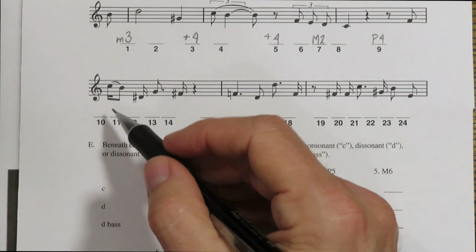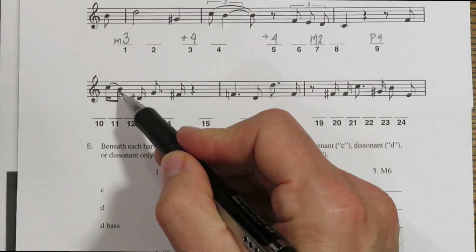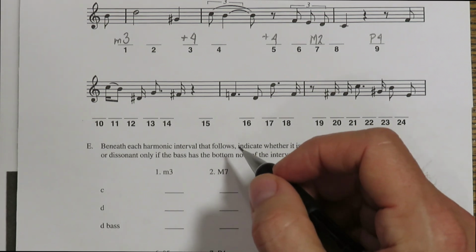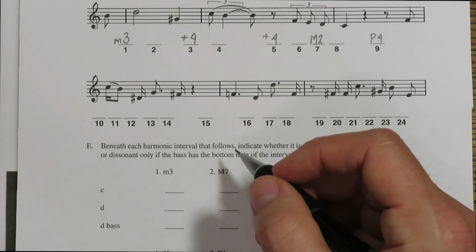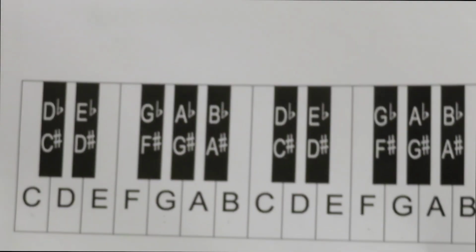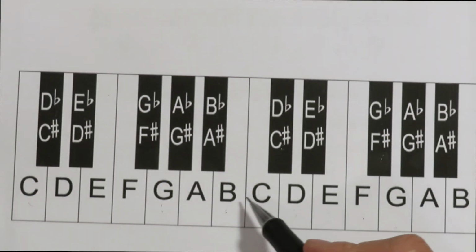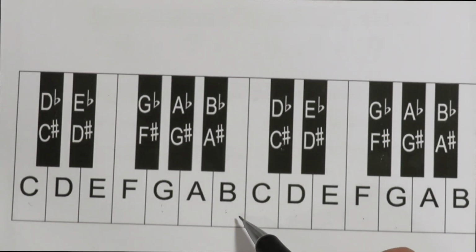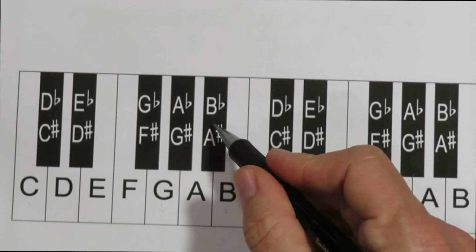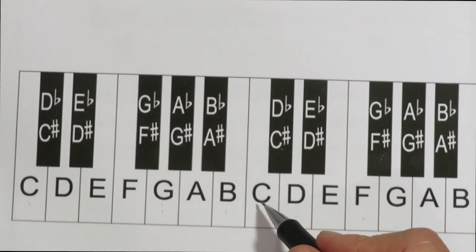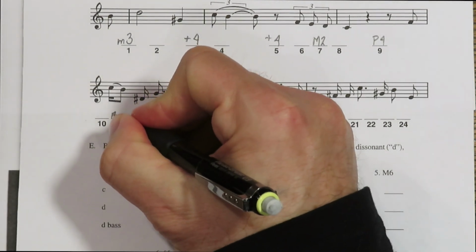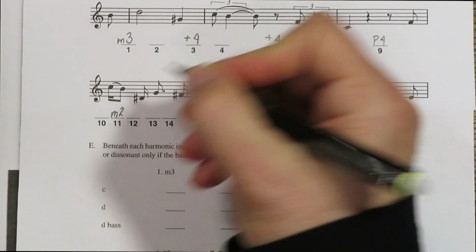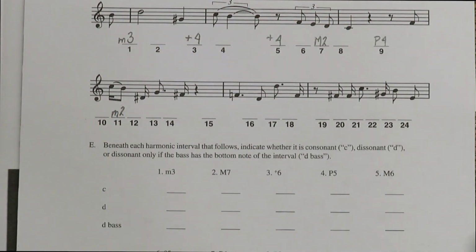So I am doing number 11, C to B. Okay? Now if you remember, the naturally occurring half steps are between E and F and B and C. Right? So C to B is a half step. Therefore, it's a minor second. C to B flat would be the major second. Okay. Little m, 2.